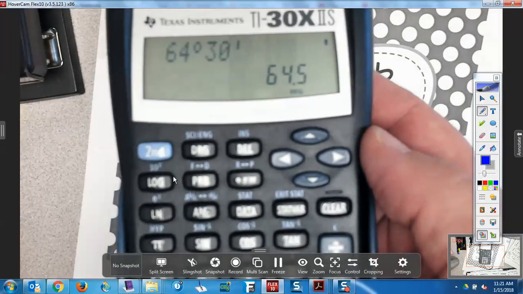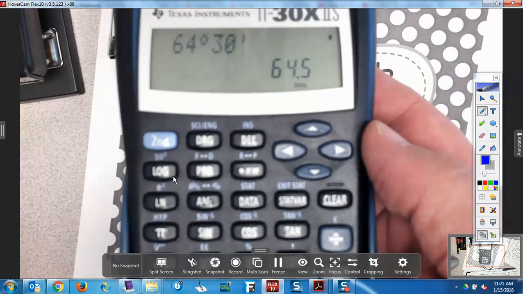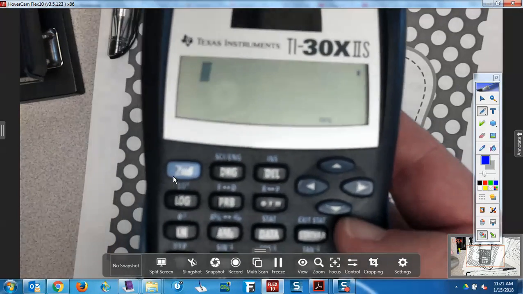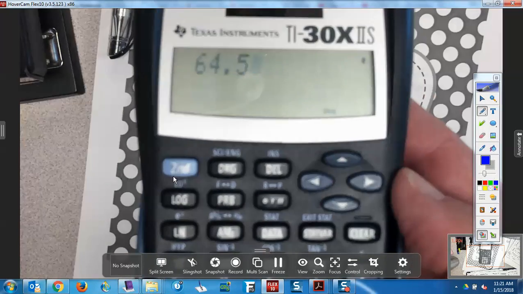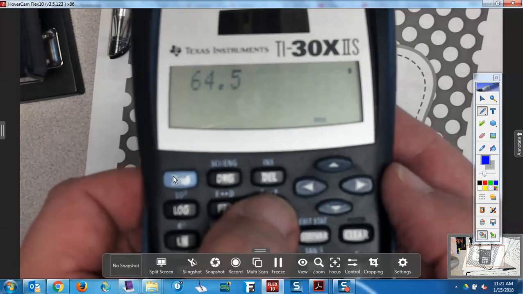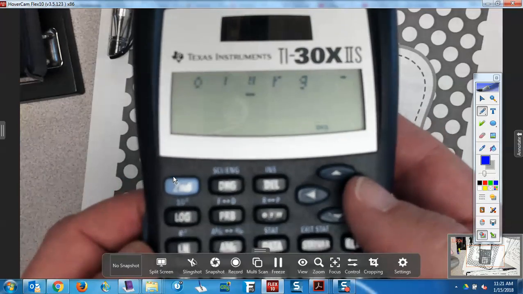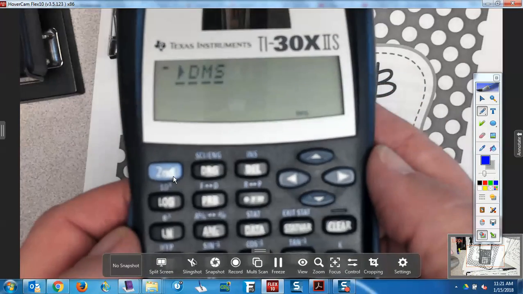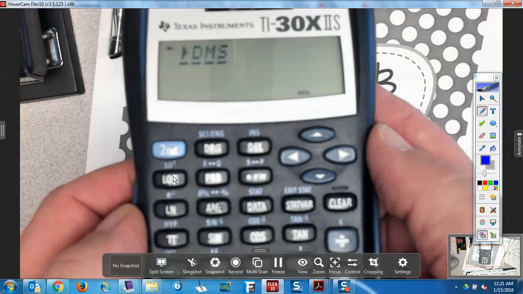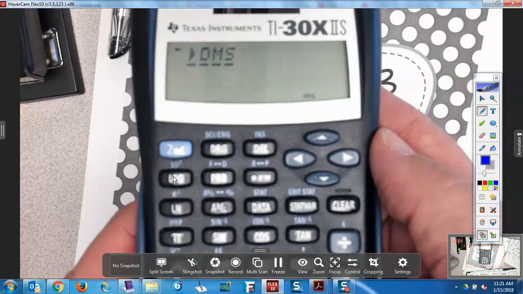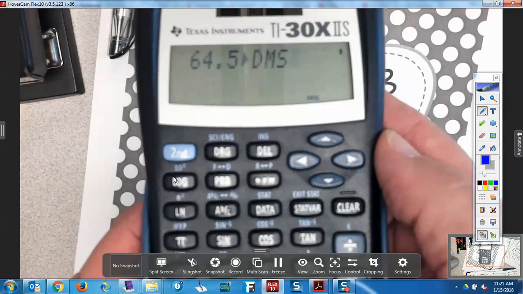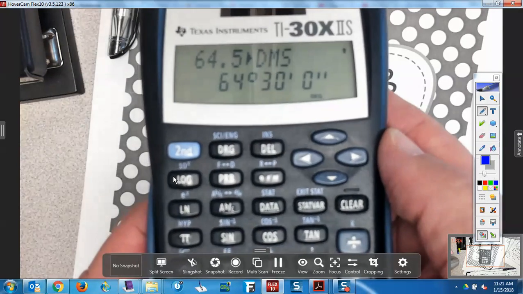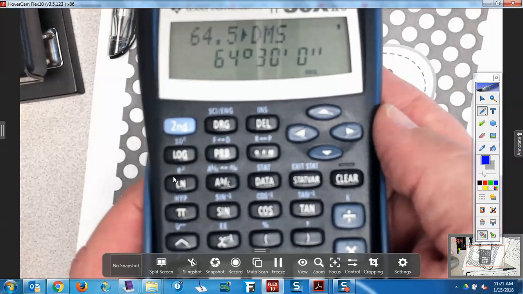Okay? Now if I want to go the other direction, let me clear that. I just type in 64.5. I hit that same button, but this time I arrow to the right, and if you go off the screen, it's got this little triangle and DMS, and that means it'll convert to degrees, minutes, seconds. So now I just hit equals. Now this is telling me it's going to take 64.5 and convert to degrees, minutes, seconds. I hit equals. I get 64 degrees, 30 minutes, 0 seconds.